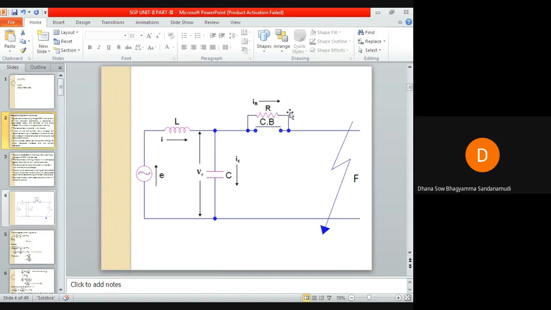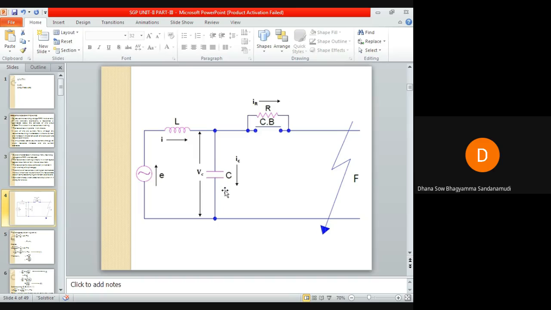Observe this circuit carefully. Let us assume the system voltage is E. I have written E here; V or E doesn't matter. This is the equivalent circuit of the system in which a short circuit fault has occurred. Let us assume the voltage across the capacitor is VC, the current through the capacitor is IC, the current through the inductor is I, and the current through the shunt resistor is IR.